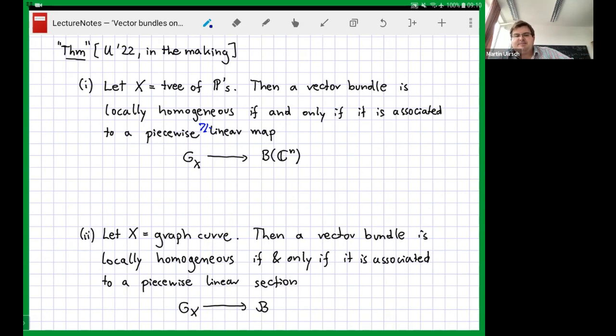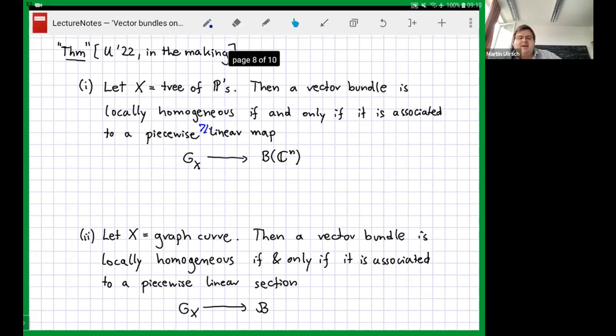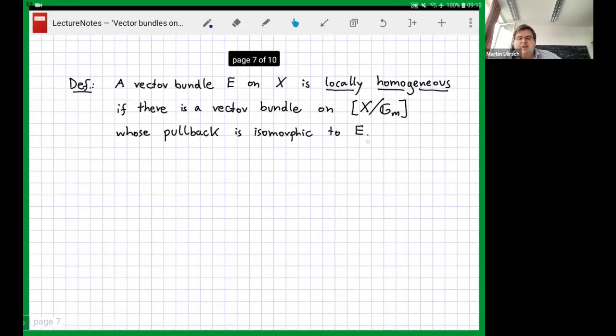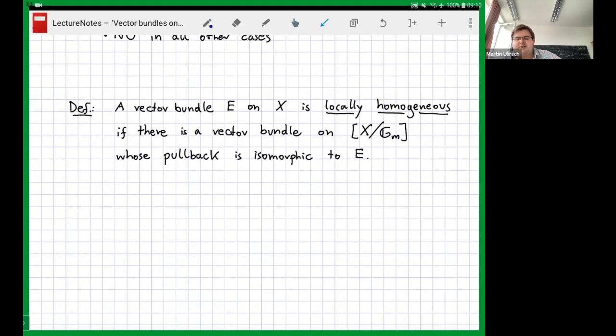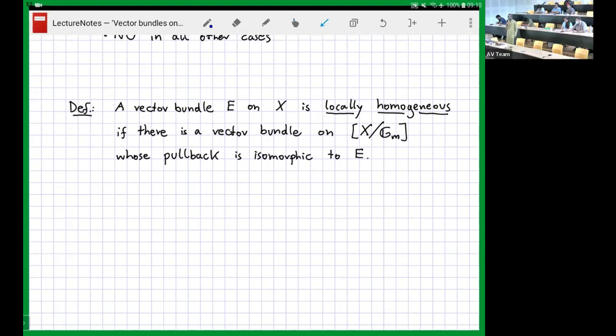And this gluing within the torus at each of the nodes is exactly what this locally homogeneous construction encodes, because it tells you that at each node you have a representation of G_m to your vector bundle. This is only possible if it is glued via elements in the torus and not something else. Does this help? Yeah, it does. Yeah, thank you.